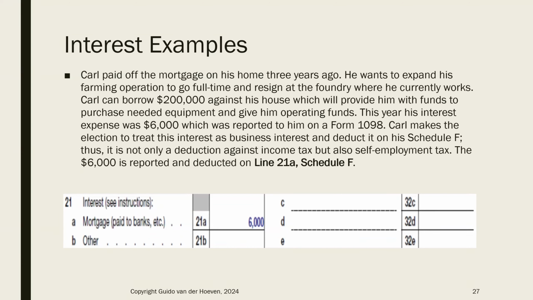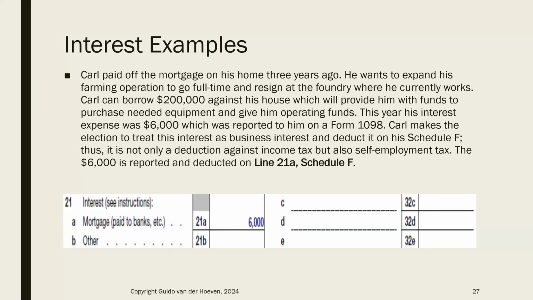Here you've got another one, and this is something that some folks might want to think about. Carl has paid off the mortgage on his home. He wants to expand his farming operation and go full-time and resign at the foundry. He can borrow against his house $200,000. That's going to provide him the funds to purchase equipment and give him some operating money. And this year, his interest expense was $6,000 and is reported to him on a 1098. So Carl was able to borrow some money against his house at 3%.